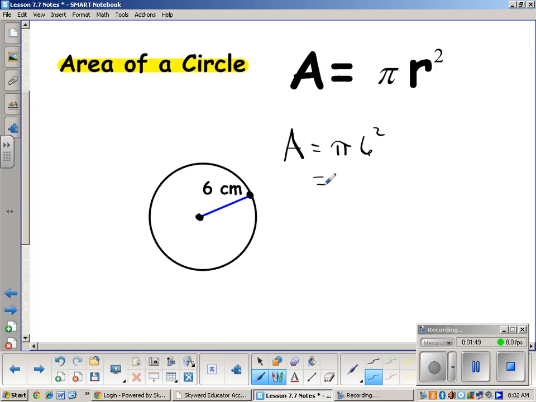How would I leave it if they said leave it in terms of pi? 36 pi, yes. I would square the 6, but if they say leave in terms of pi, they mean leave pi in the answer. Since it's centimeters and it's area, my unit would be square centimeters.